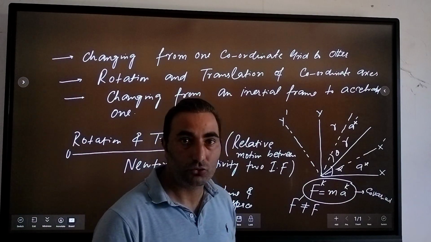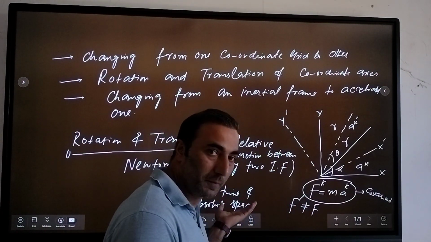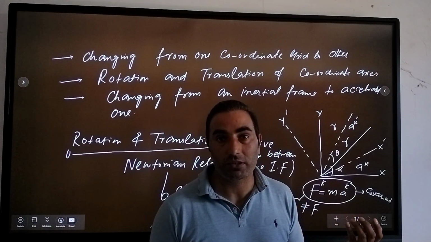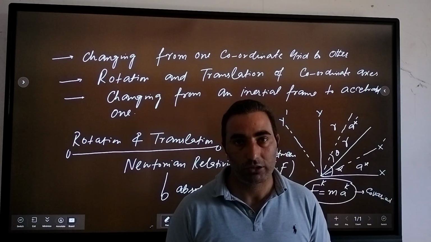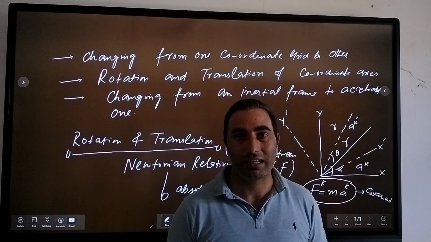So these are the basic laws, the basic foundation. It is based on absolute time and absolute space. And what kind of equations are involved in this Newtonian relativity? We have the well-known transformations, called Galilean transformations.